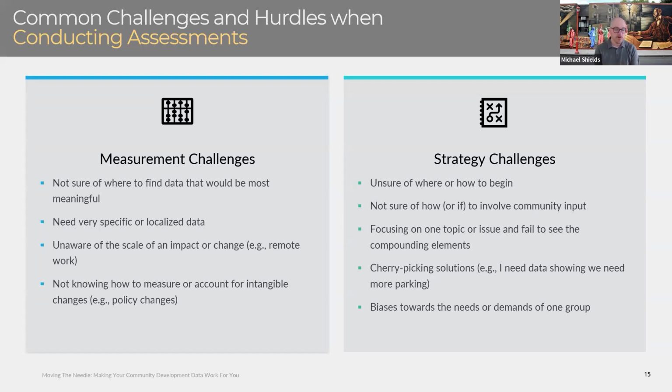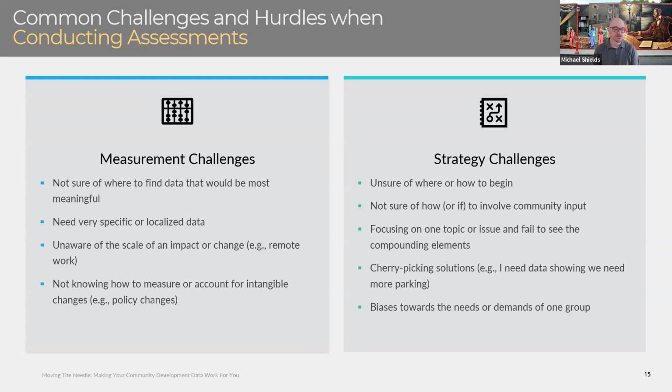We have folks come to us cherry picking solutions: I need data to show that we need more parking, and that's the solution. And it's not that they're wrong with these solutions that they have. It's just that you have to have the conversation of, well, what if you find evidence that is contrary, that you don't need more parking, or that there are better solutions out there? What happens? Are you ready to deal with that?